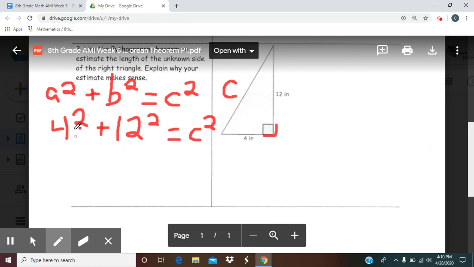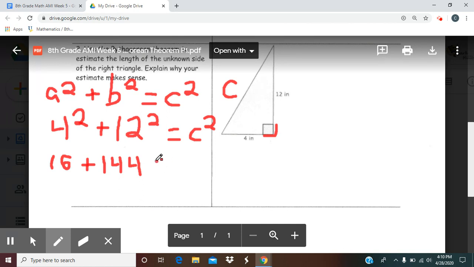So I'm going to start by doing the exponents with these two numbers. So I know that 4 squared is 16. And I know that 12 squared is 144. Those are two of our, hopefully easy to remember, perfect squares. So that's what I have so far.